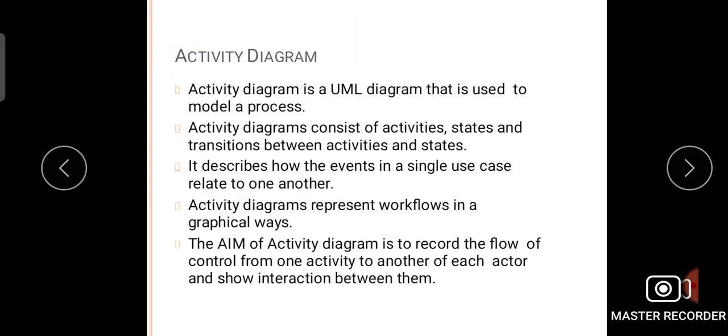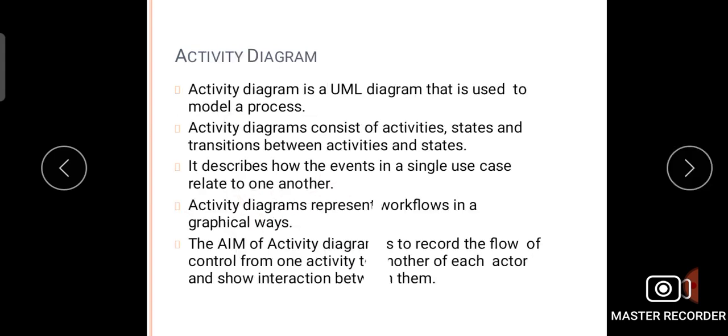I hope, dear students, you all easily understand the use case diagram, data flow diagram, UML model, and modality. In the next lecture we will discuss the activity diagram. I hope you easily understand all these topics, and they are very important for the GTU exam.